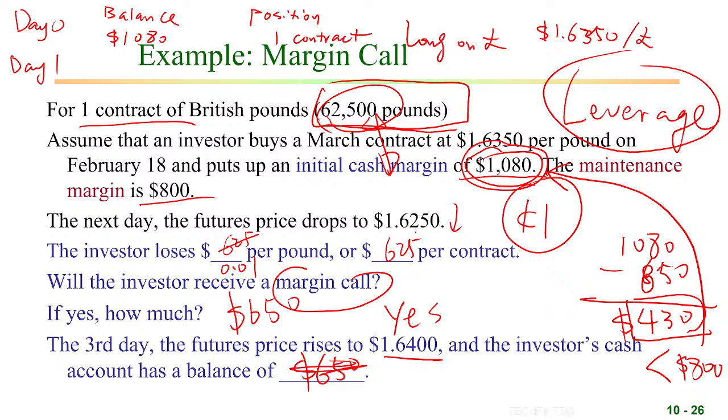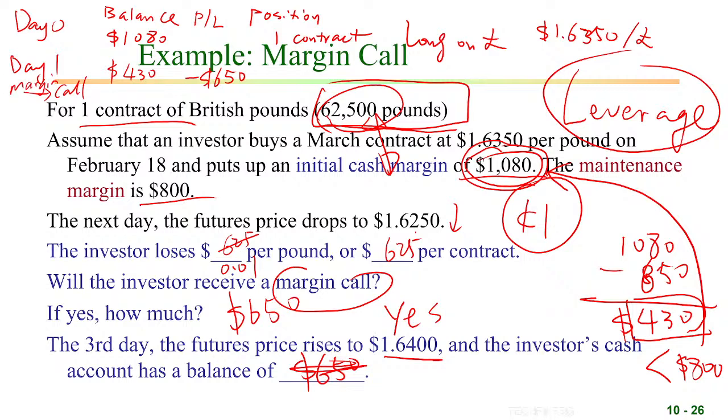Okay, the profit or loss is we lose 650, and the balance becomes 430. Okay, and then you get a margin call. Okay, margin call.